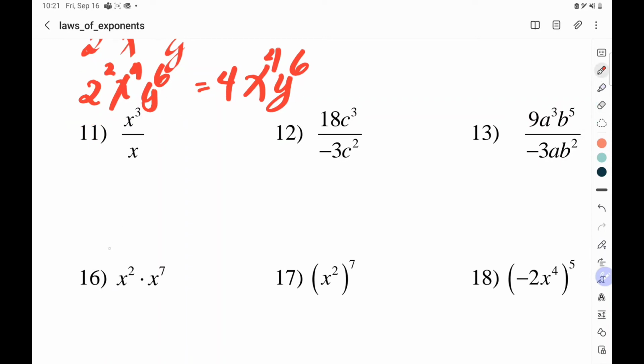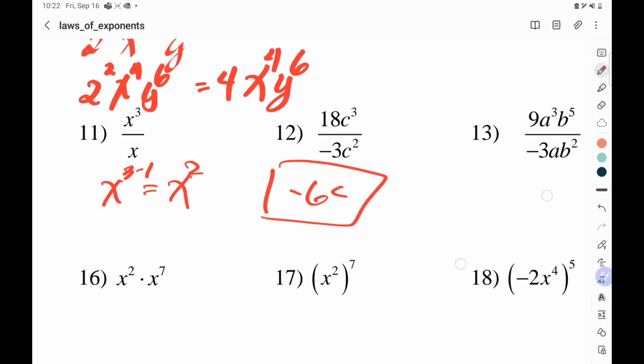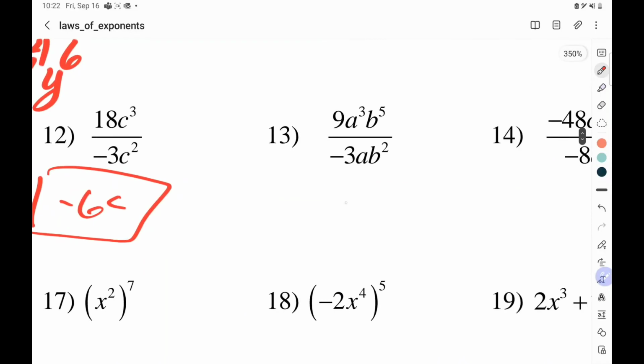So we have x to the power of 3 divided by x, that becomes x to the power of 3 minus 1. The exponent here is 1 automatically, identity law. That becomes x squared. Let's go to number 12. So we have to divide 18 by negative 3. That becomes negative 6. And then c cubed divided by c squared is equal to c to the power of 1, or c. And then we have number 13.